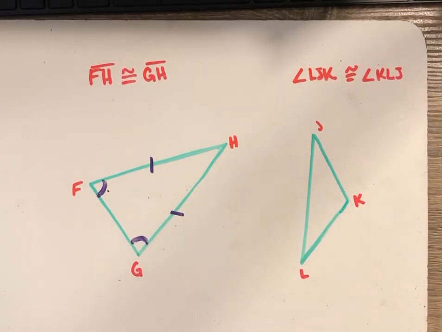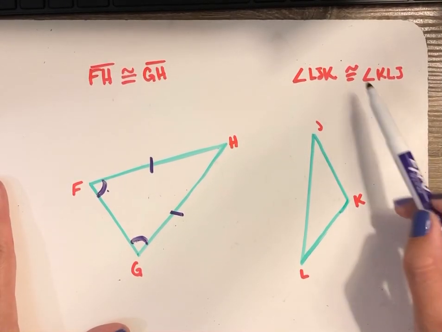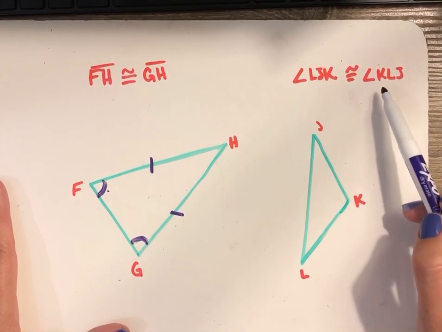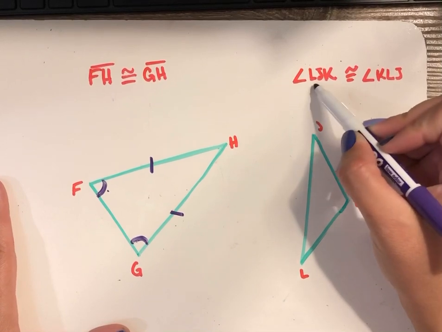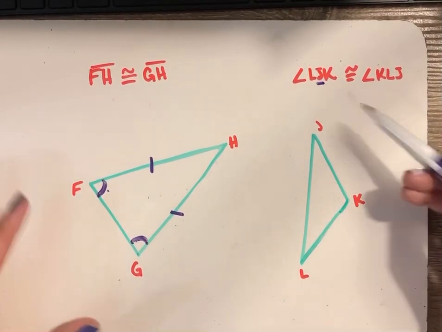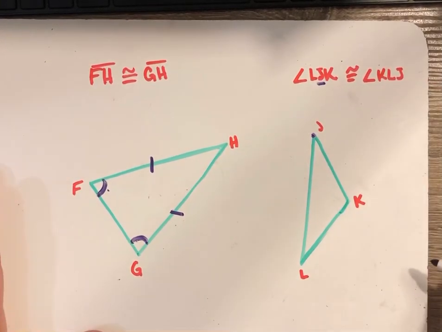Let's take a look at our other triangle. So this time we're told that two angles are congruent. Angle LJK is congruent to angle KLJ. As a reminder, when we're naming an angle, the middle letter is the vertex. So this angle is the one with vertex J.